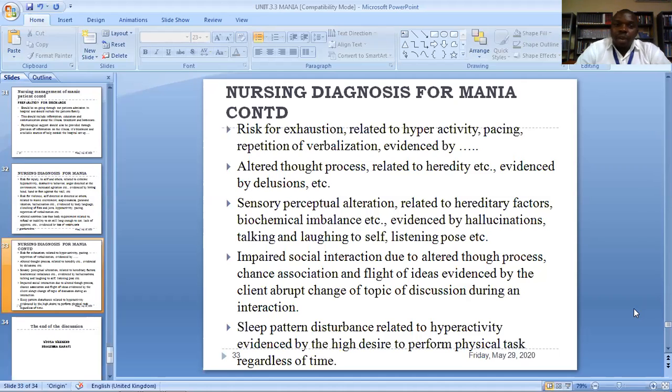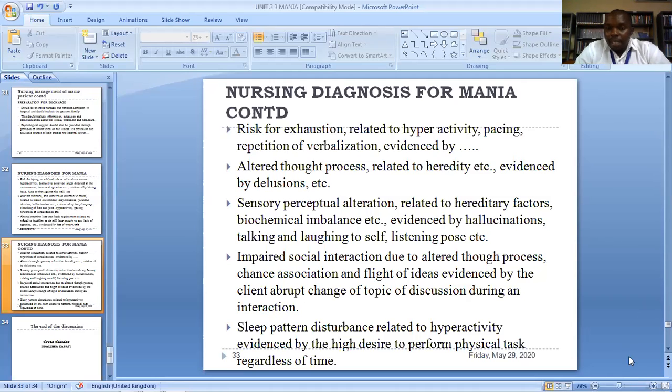Some patients can also have impaired social interaction due to altered thought process, chance association, flight of ideas, evidenced by the client's abrupt change of topic of discussion during an interaction. Remember, we mentioned that they have chance association, pressure of speech, distractibility, irritability. So they can't have a normal conversation for a long period of time with someone.